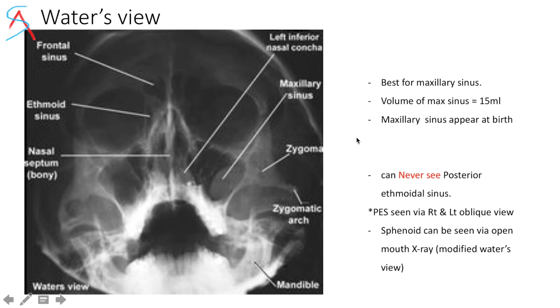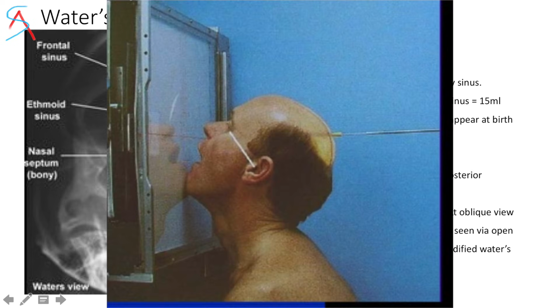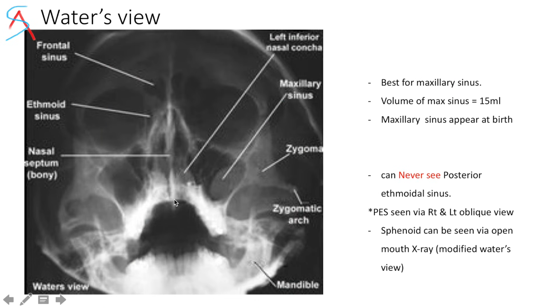One important point which you have to remember in Waters view is that you can never see the posterior ethmoidal sinus in Waters view. To see the posterior ethmoidal sinus, you have to take a right or left oblique view. You can see the sphenoid sinus. You just tell the patient to open his mouth while the X-ray is being done. So through his mouth, here we can see the sphenoid sinus.